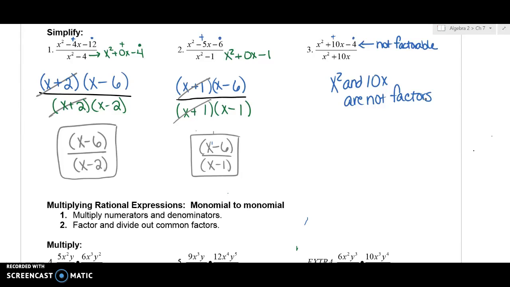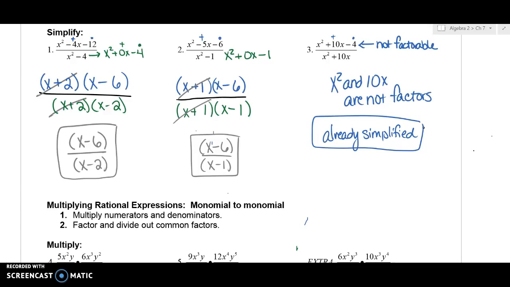They are addends. They are being added to something. They are not being multiplied. Factors are multiplied, and you can only cancel factors. So this one would be considered already simplified. Oh, there's a solution. It's just we can't write this any simpler than it already is.